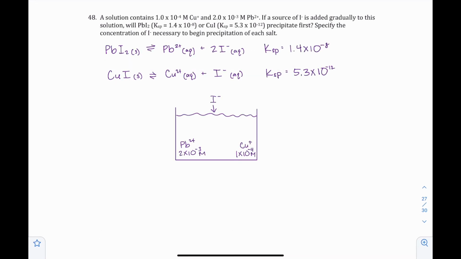Number 48 is a little bit different. It says that a solution contains lead ions and copper ions, and it gives us Ksp for both. Iodide is added to the solution, and the question asks which will precipitate first, lead iodide or copper iodide. To solve this problem, write out the equilibrium expression for both and solve for the concentration of iodide ions. Whichever one requires the smaller concentration of iodide needed to precipitate will precipitate first.